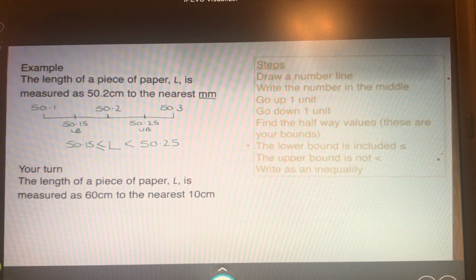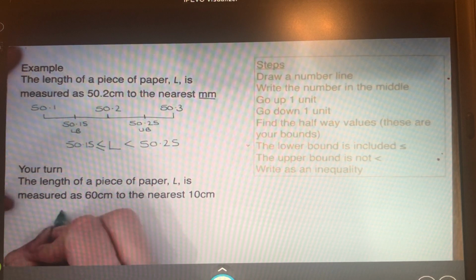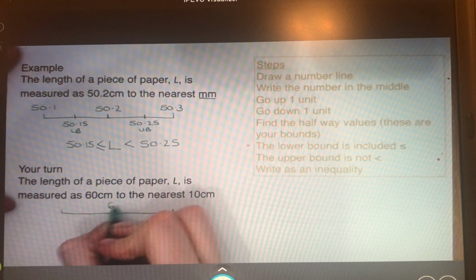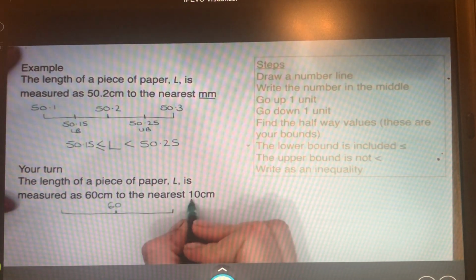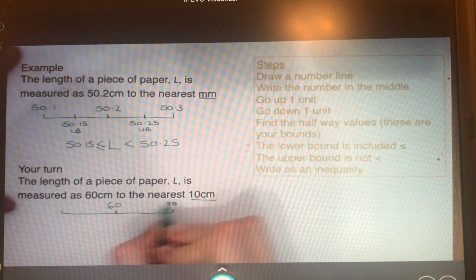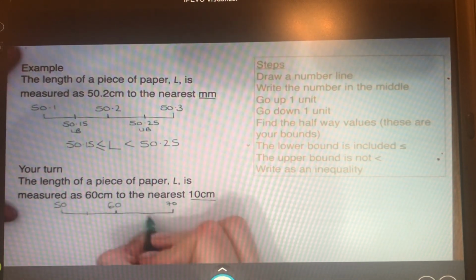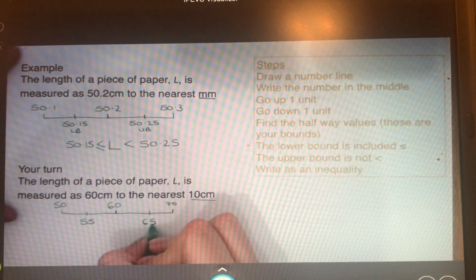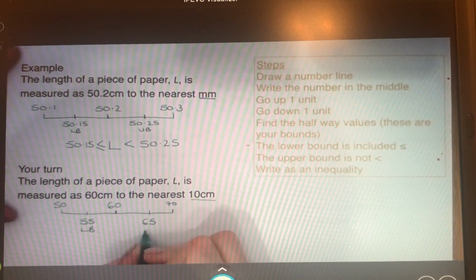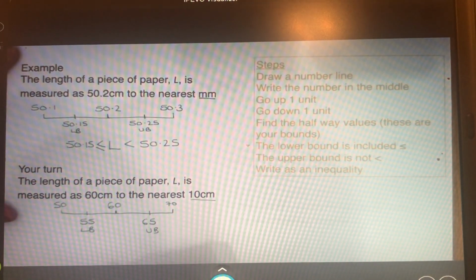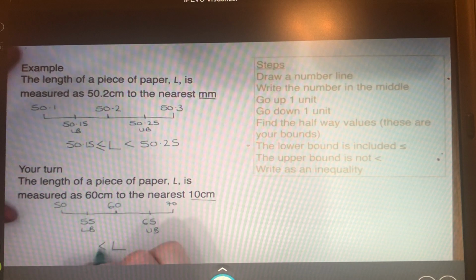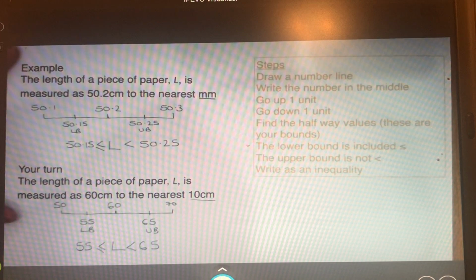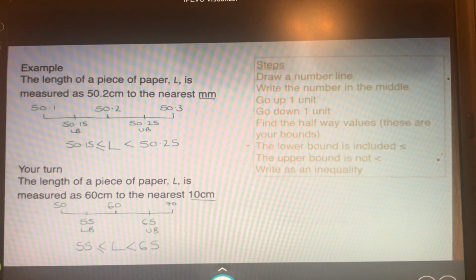Okay, let's go through this then. So start by drawing in your number line. Write your value in the middle, so you get 60. This time it's done to the nearest 10, so we go up 10 and we go down 10. Find your halfway values. So halfway there is 55, halfway here is 65. This is my lower bound, this is my upper bound. So to write my inequality, the lower bound is included and the upper bound is not. So there is your error interval.